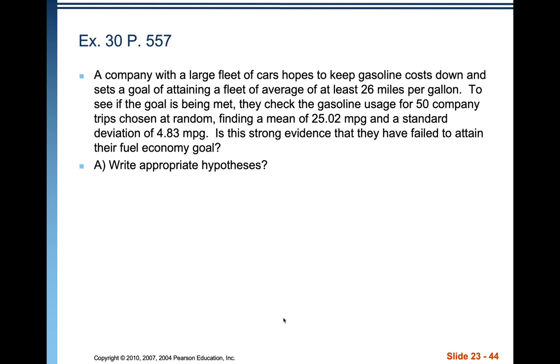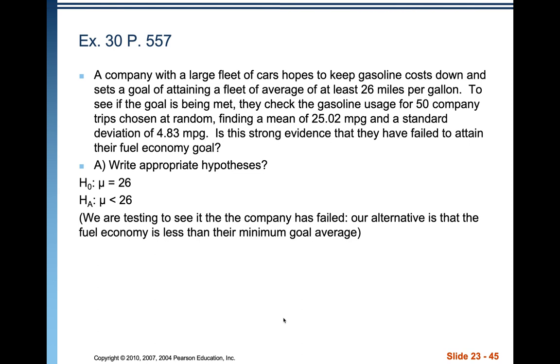All right, we're looking for strong evidence, and so that means we're conducting a hypothesis test. So, what are the hypotheses? Well, your null is going to be that the mean is equal to what the company has said it always equals, so 26. Now, with fuel economy, you want more miles per gallon. So if you're not keeping the goal, that means that the true mean is less than 26 miles per gallon. So our alternative is going to be in the less than direction.